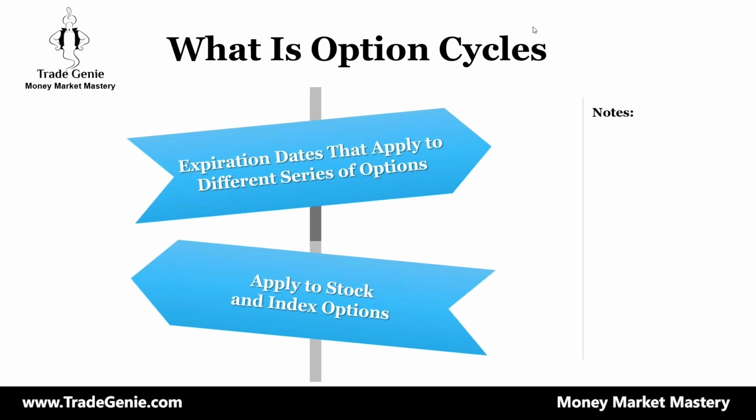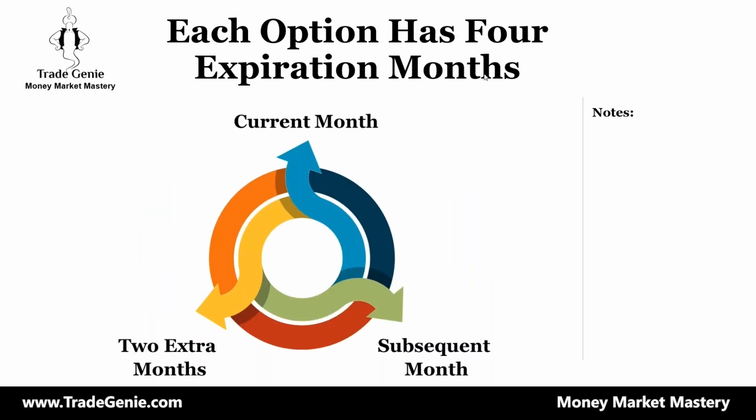Now, what is an option cycle? These are expiration dates that apply to different series of options. So options have different series. I will explain. They are assigned to a cycle: January cycle, February cycle, March cycle. Based on the option being assigned to these cycles, they get the expiration dates that apply to stock and index options. So each option has 4 expiration months.